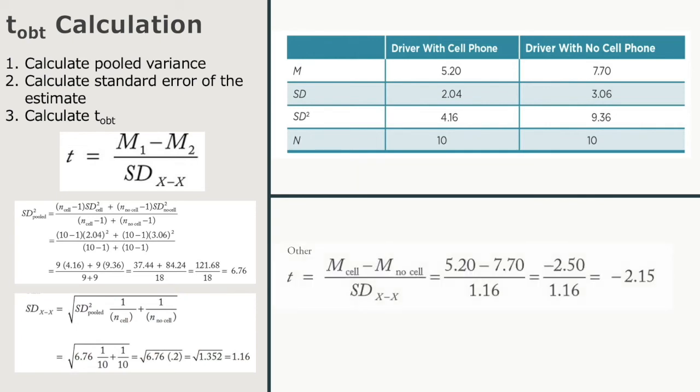So we've got everything we need. Let's go back to the original formula. We've got that 1.16 in the denominator. And now we put mean 1 and mean 2 on top. 5.20 minus 7.70 equals negative 2.5, divided by 1.16, or a t obtained value of negative 2.15. That's our t obtained. That's our standardized score that we can use to see if it belongs on our distribution of the null. But first we have to determine our t critical.